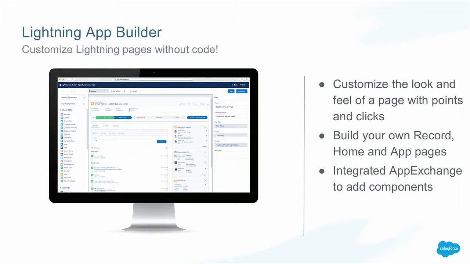You get a good look and good preview of it here in the App Builder, and you can actually use it to build out the page end to end. You can customize it all with points and clicks. So it's a no-code tool. It's more about the visual design of a page. Build your own record, home, and app pages, which were the page types that I mentioned before. And admins, who are the end users of the App Builder, can actually add AppExchange components to it as well.